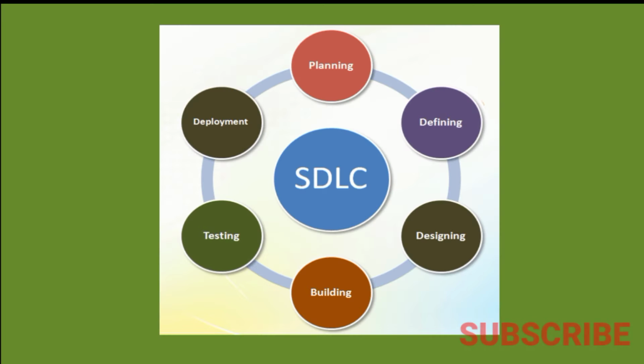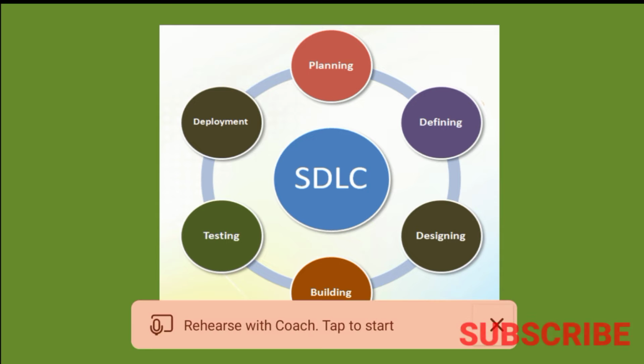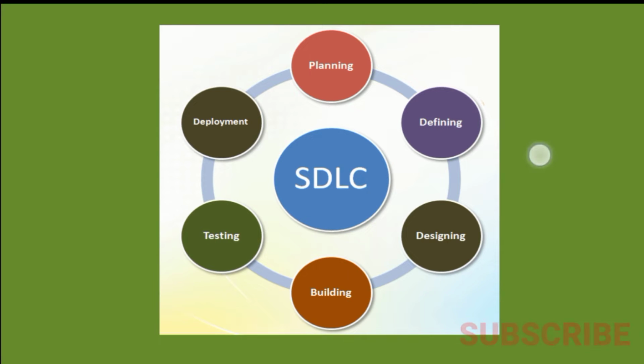Next, here is a diagram of SDLC which consists of 6 phases. The first phase is planning, then defining, designing, building, testing, and deployment.